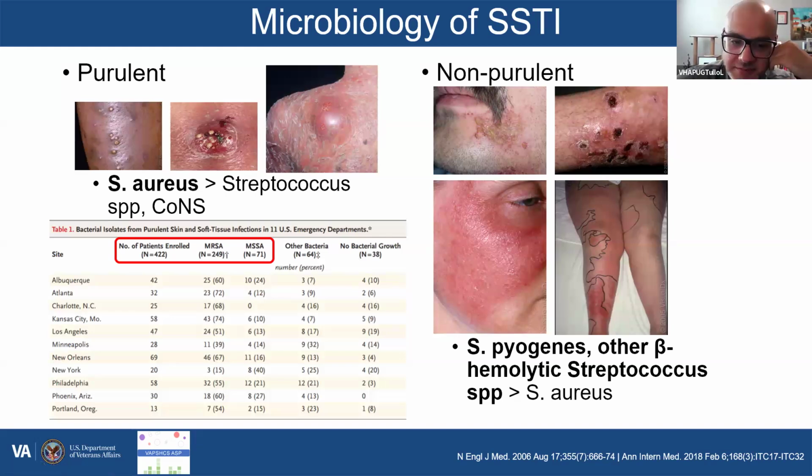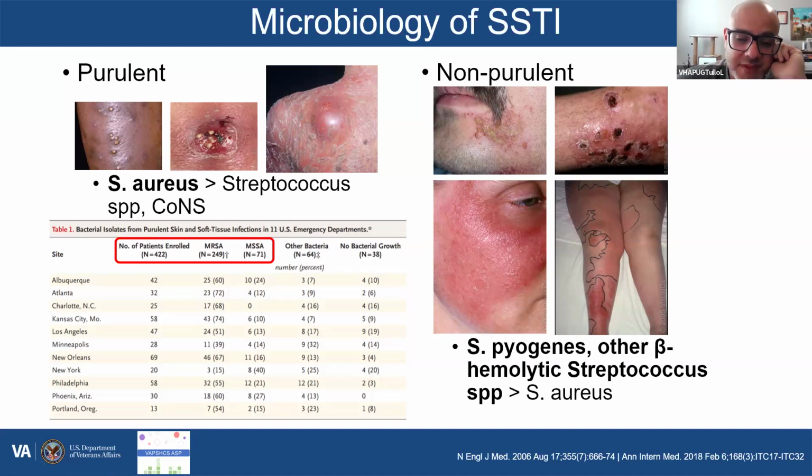Non-purulent SSTIs, and these are things like impetigo, that kind of honey-crusted rash with a red base to it, or ecthyma, which is the same thing, but just in your legs, or erysipelas or cellulitis, right? So without any pus component to them. Most of these are caused by group A strep, strep pyogenes, other beta hemolytic strep, and then a smaller amount caused by Staph aureus, and a good portion of that is MSSA.